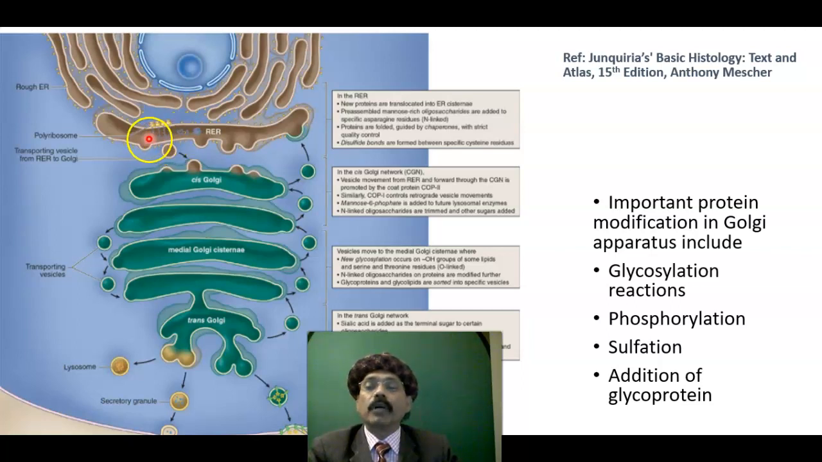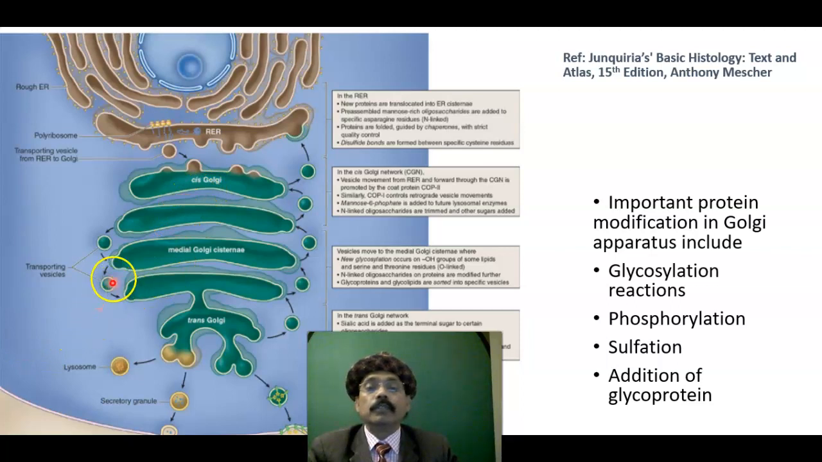Then this protein from the rough endoplasmic reticulum will go to the cis face of the Golgi complex. Again, a series of activities will go on here. We have the glycosylation reaction, phosphorylation, sulfation, and addition of glycoprotein. We have two types of coat protein: COP2, or coat protein 2, that will help in the forward progression of the protein this way, and COP1 that will prevent the reverse direction of protein from the trans face to the cis face.